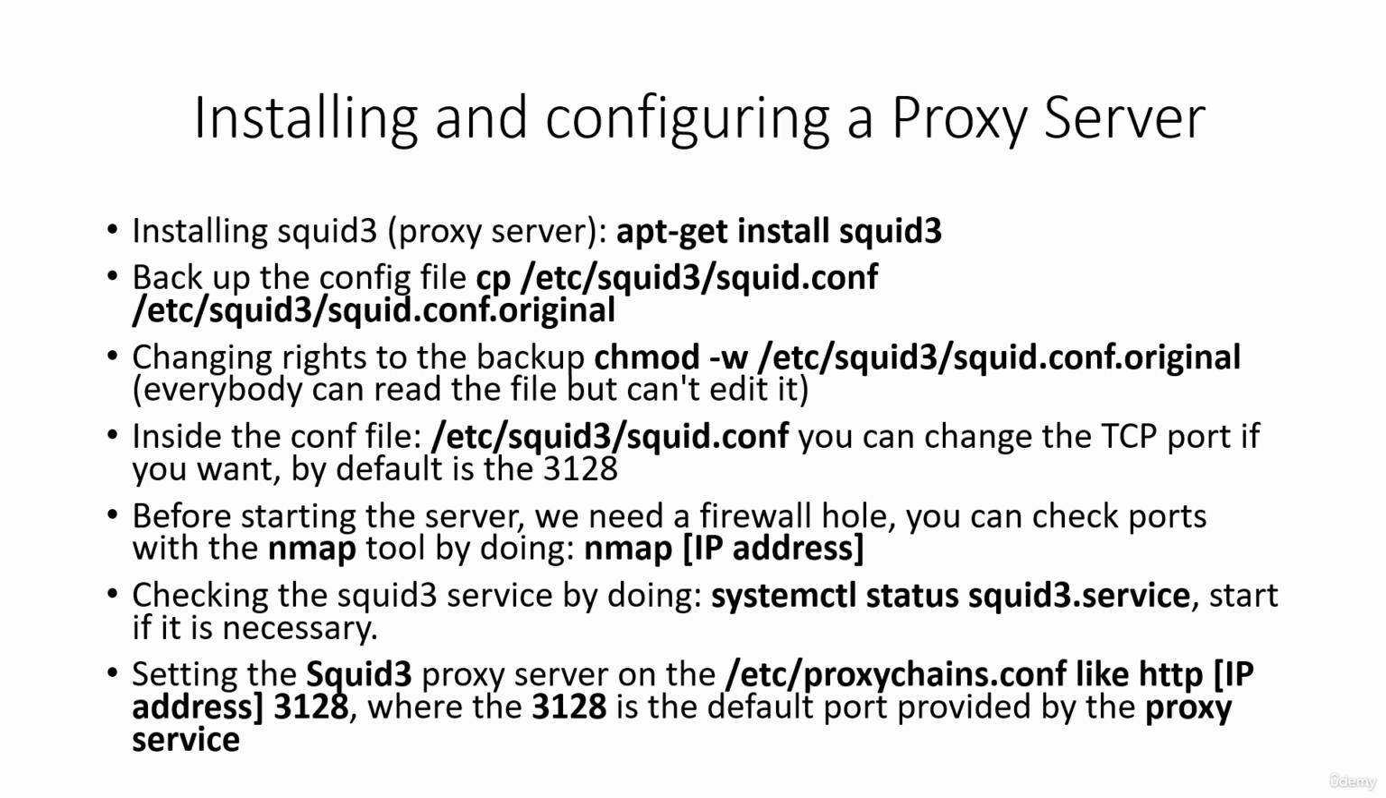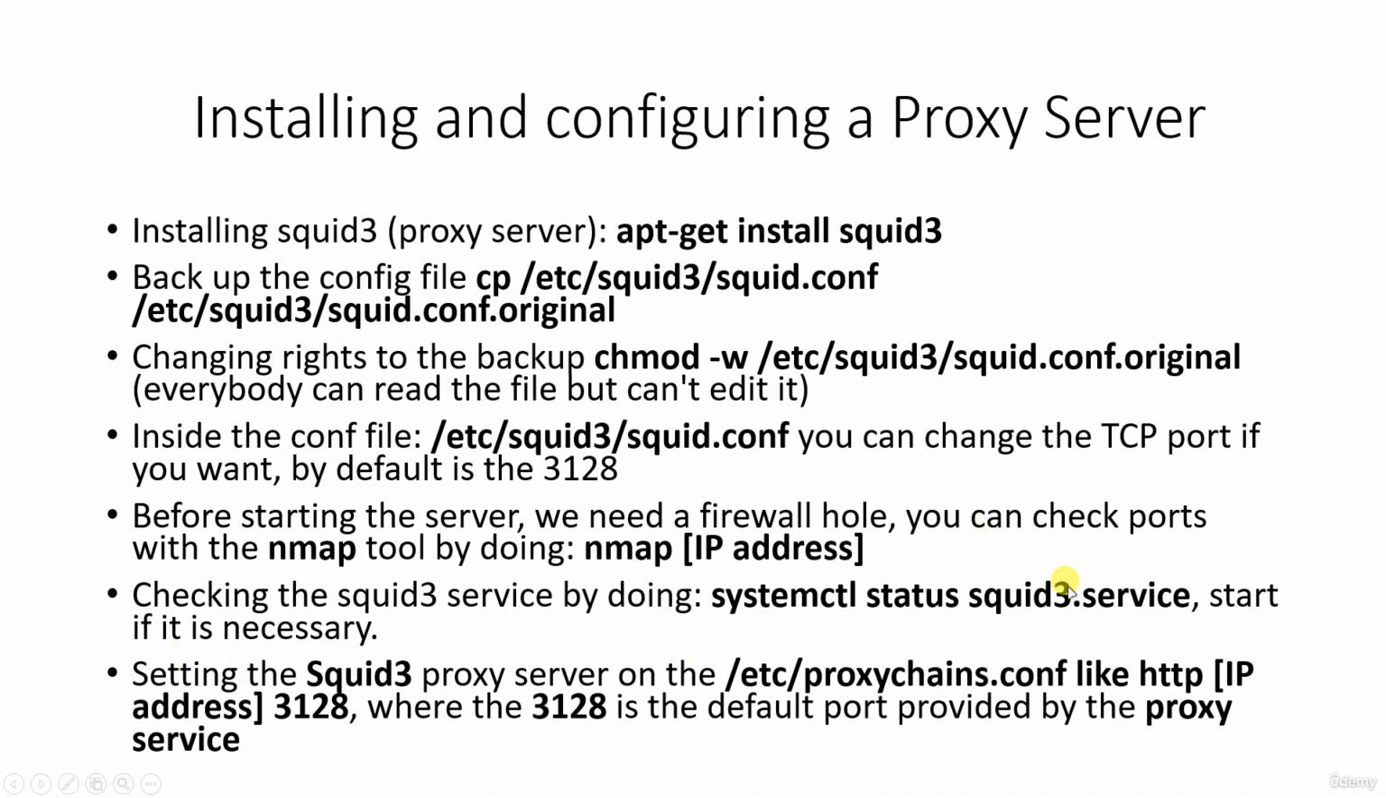Before starting the server, we need a firewall hole. You can check ports with Nmap, as we all know what Nmap is. The Nmap tool is also pre-installed on the Kali Linux machine, so just use it, by doing nmap followed by the IP address of that machine.